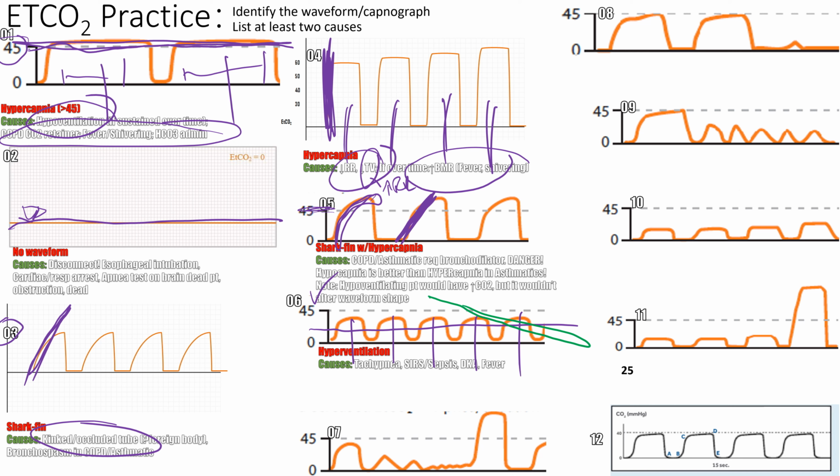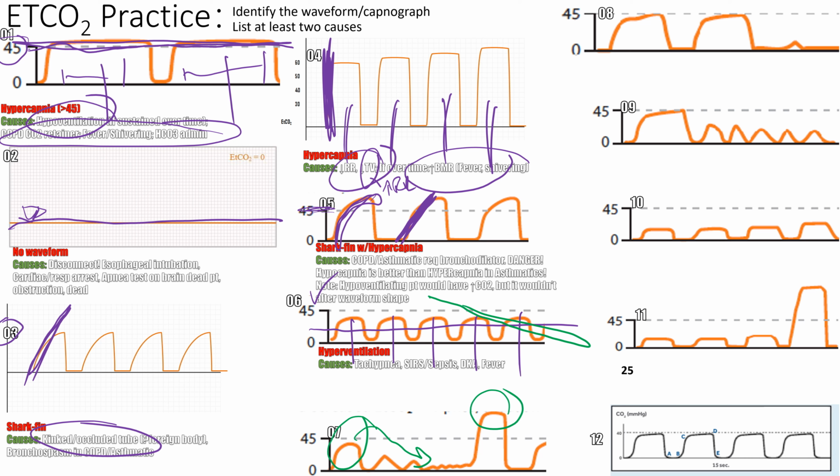Is there some sort of leak going on? It could be a leak. Yep. So they lost the waveform, and then they reattached the vent. That could be it. What else could it be? Yeah, it could be obstruction. They freed up the obstruction.